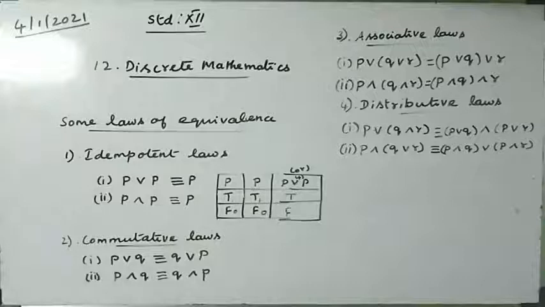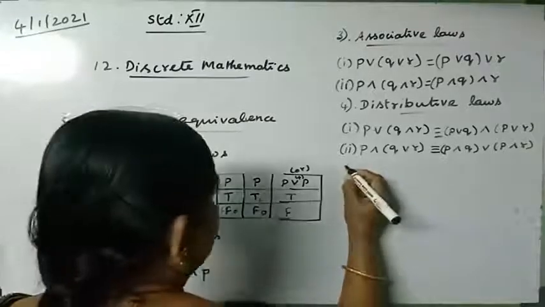That's all. This is the way to form the distributive law. And the next one is identity law.